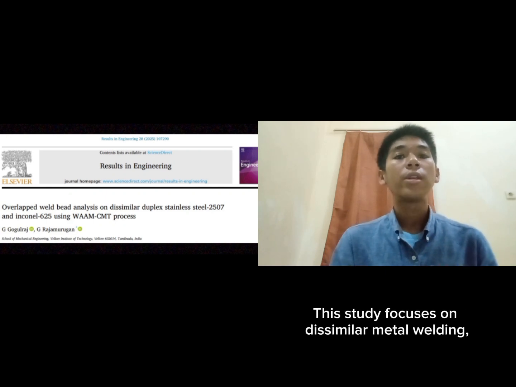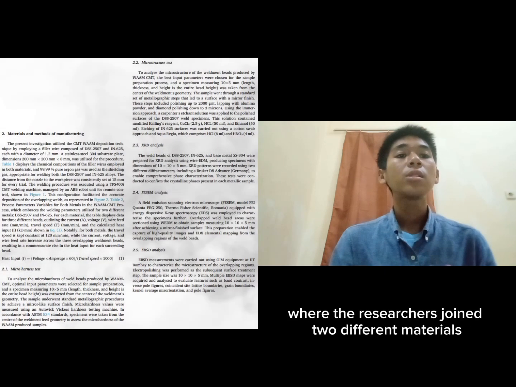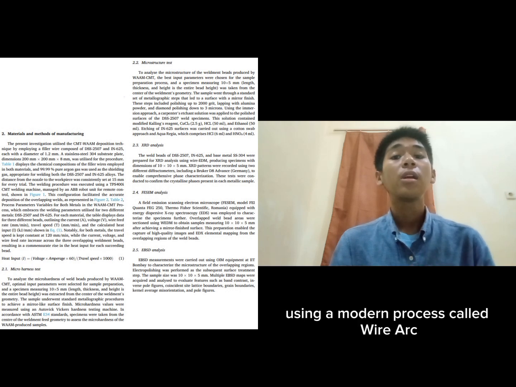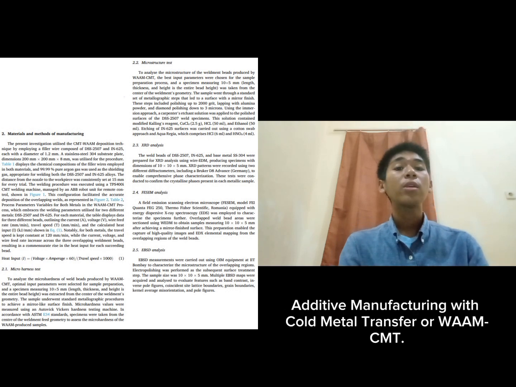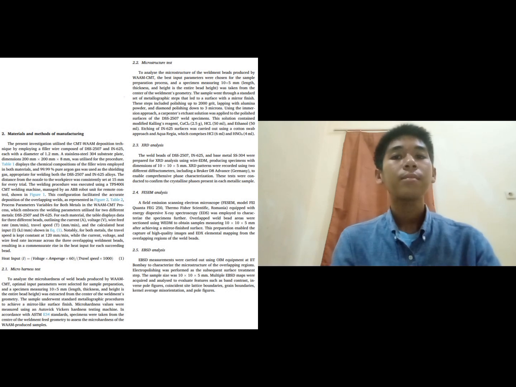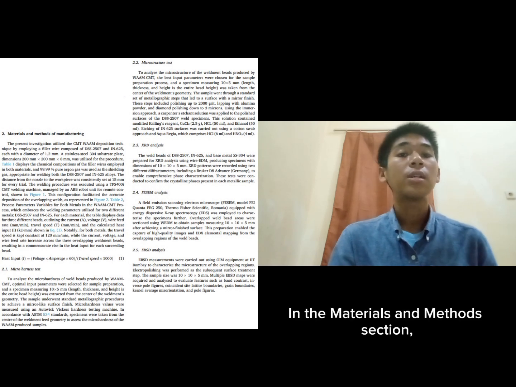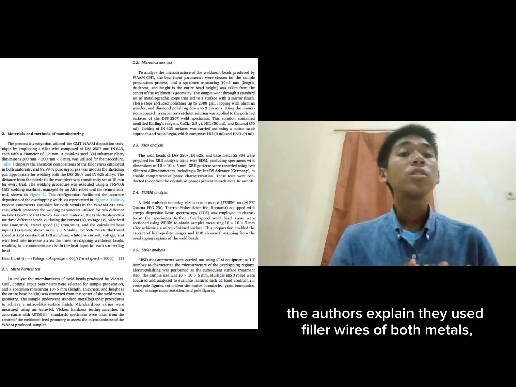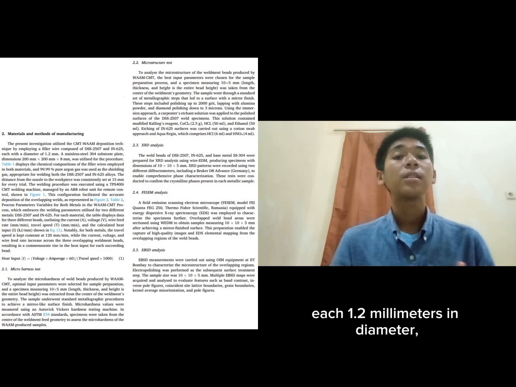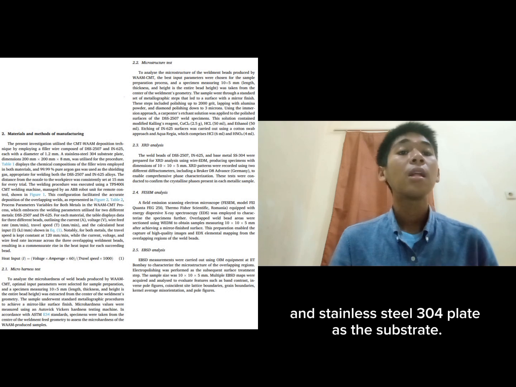The study focused on dissimilar metal welding, where the researchers joined two different materials, duplex stainless steel 2507 and Inconel 625, using a modern process called wire arc additive manufacturing with cold metal transfer, or WAAM CMT. In the materials and methods section, the authors explain they use filler wires of both metals, each 1.2 mm in diameter, and stainless steel 304 plate as the substrate.